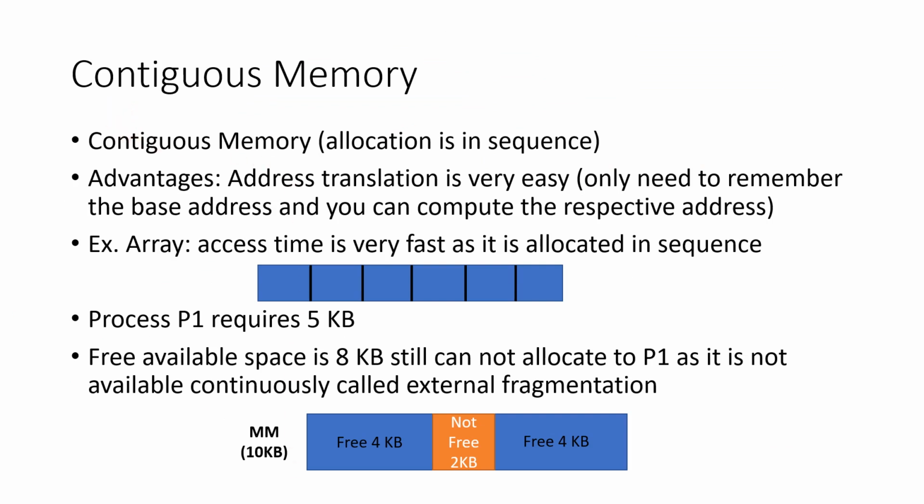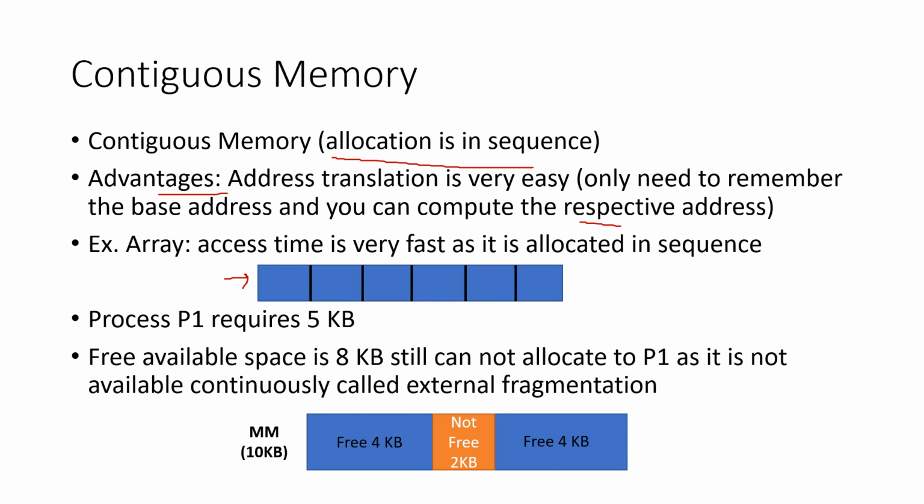So contiguous memory is a memory in which we are allocating it in a sequence, continuously. The advantage of this is address translation is very easy. We need to remember only the base address, and if you add to the base address, you can easily compute the respective addresses. The example is just like an array, okay, it is in sequence, right? Array is in sequential manner. So access time is very fast and it is allocated in sequence.